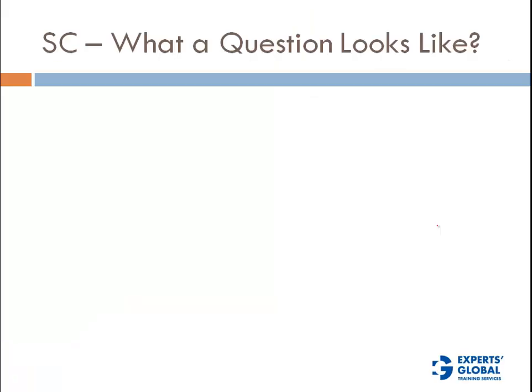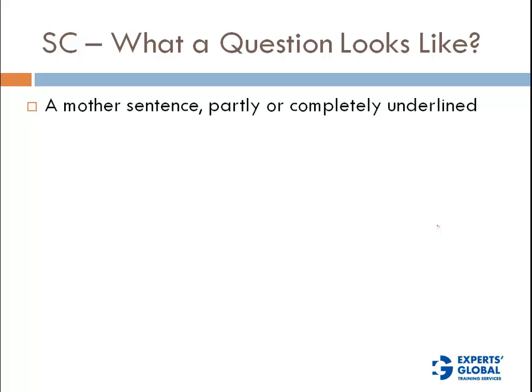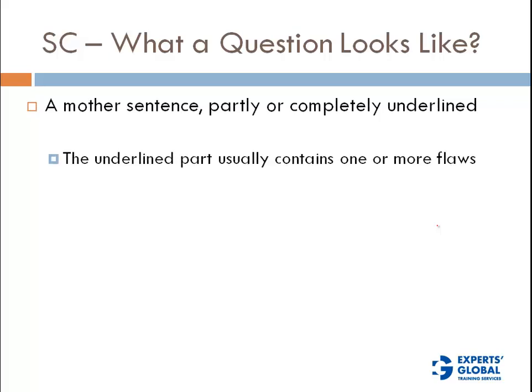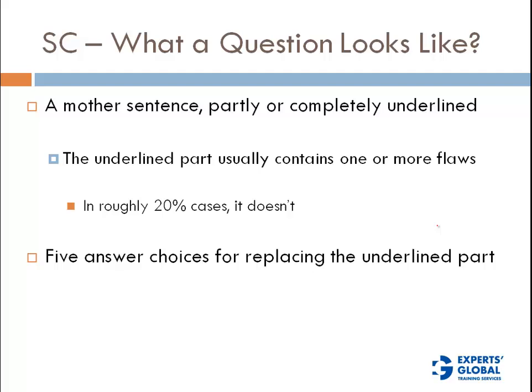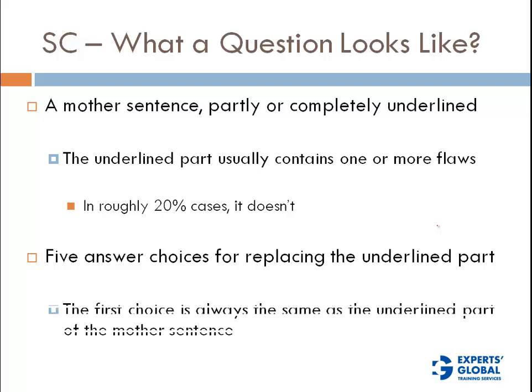So what do these sentence correction questions look like? There would be a mother sentence, partly or sometimes completely underlined. The underlined part usually contains one or more flaws. Yes, usually, because in around a good 20% of cases, the underlined part does not contain a flaw and the sentence is correct in the way it is presented to you. There are 5 answer choices for replacing the underlined part. The first answer choice is the same as the underlined part of the mother sentence. So you have to choose one of the 5 answer choices that you think best replaces the underlined part.